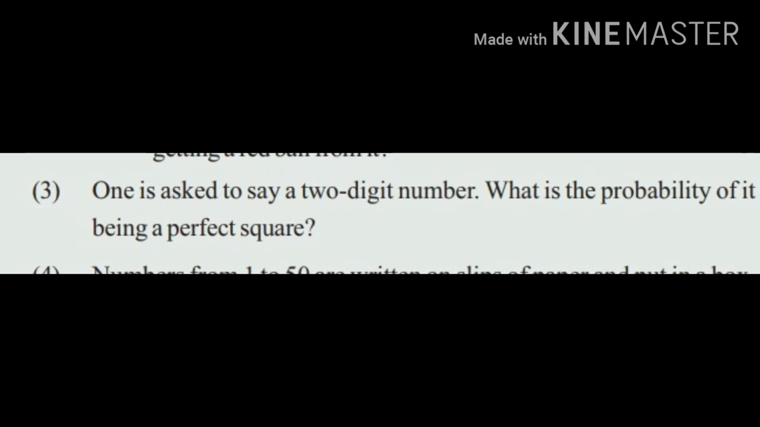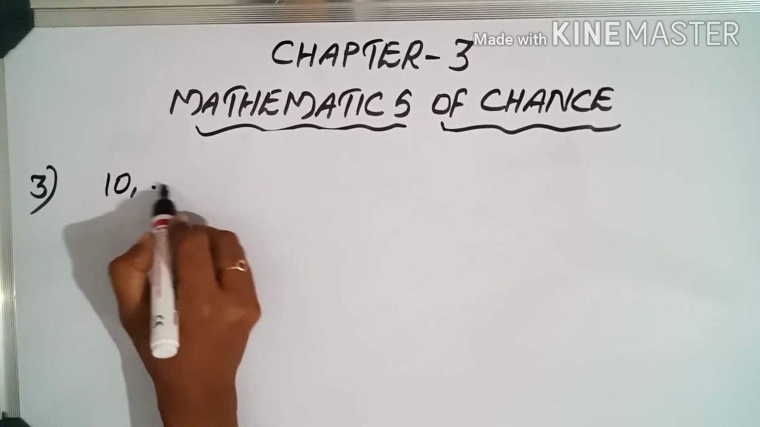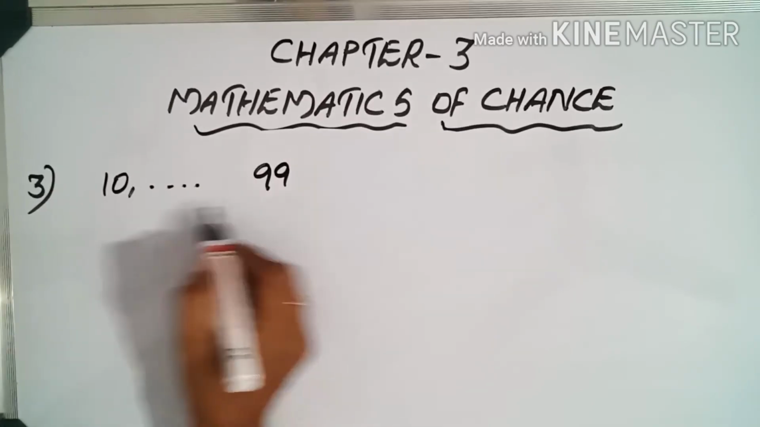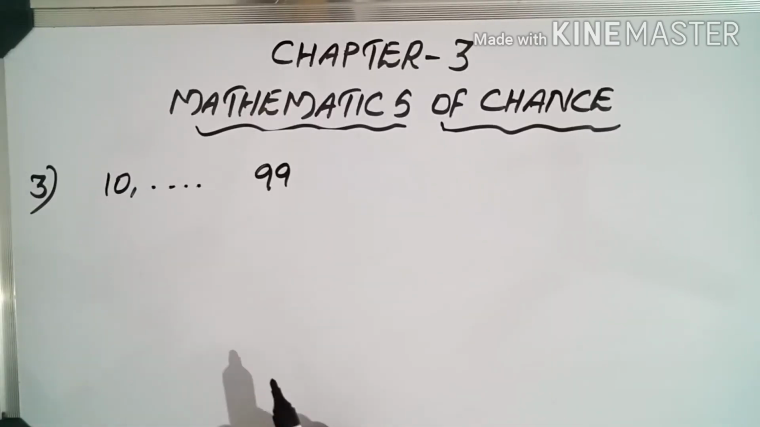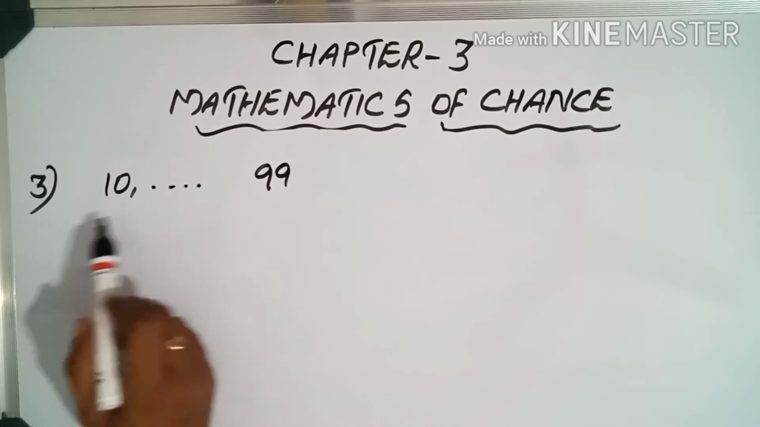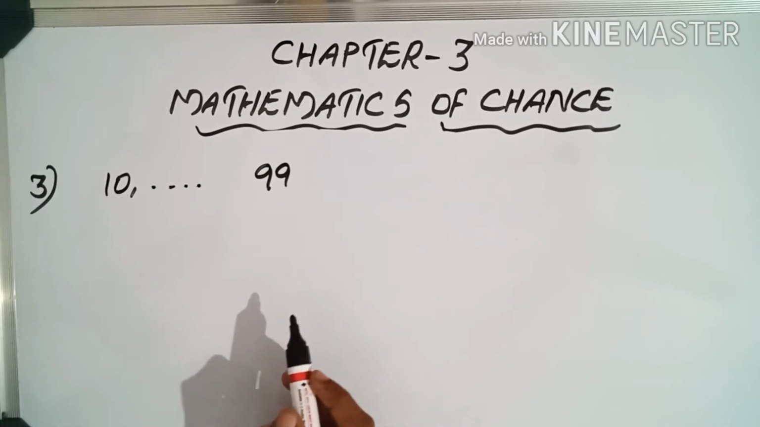Question number 3. One is asked to say a 2-digit number. What is the probability of it being a perfect square? Okay, it's a 2-digit number, and we need to find the probability of a perfect square. A 2-digit number means starting from 10 up to 99. In between, you can say any number, isn't it? Now the question is, out of these numbers, what is the probability of that number being a perfect square?